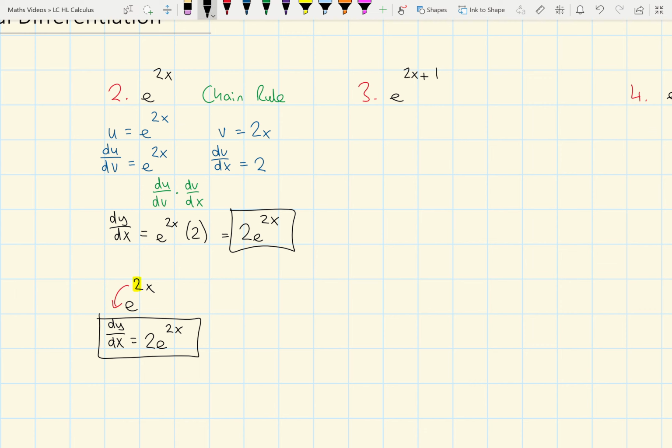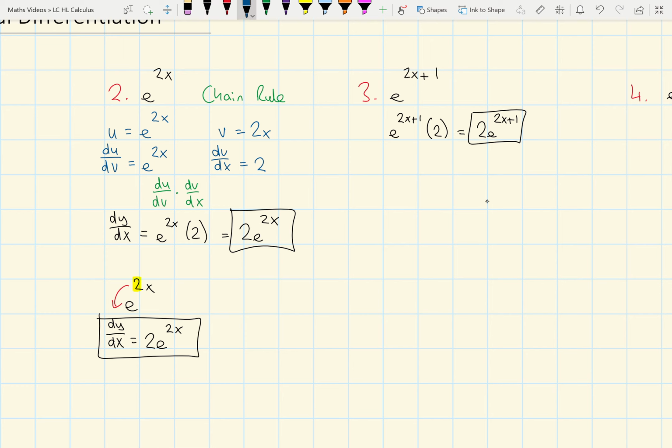And we'll take our second approach here. It might be a little bit easier. So we have e to the power of 2x plus 1. And if I differentiate my power, then I'll end up with 2. So my answer there is 2e to the power of 2x plus 1.